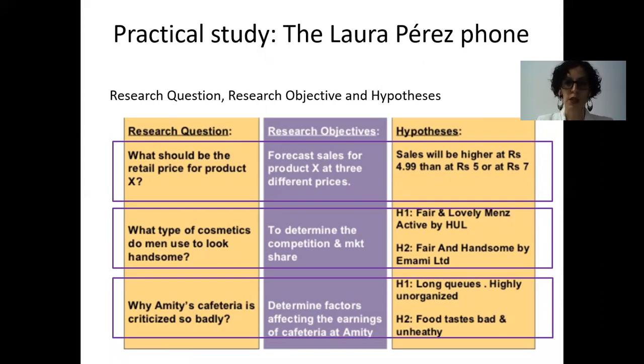So this would be step 1, 2, and 3. Step 1 is establishing the problem. Step 2 is defining the problem. Step 3 is the research objective together with the hypothesis.